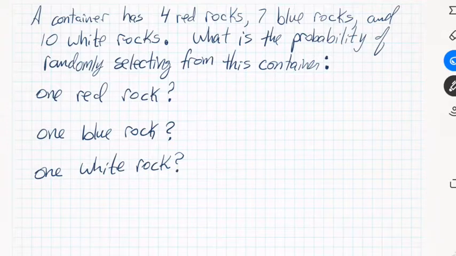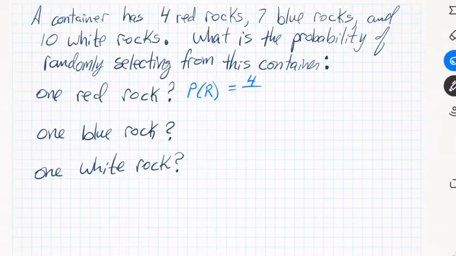Okay, let's continue our discussion of probabilities, and we're going to expand upon it using this simple example. So here I have a container that has 4 red rocks, 7 blue rocks, and 10 white rocks. What is the probability of randomly selecting from this container 1 red rock? So to find the probability of 1 red rock, you're going to reach into this container, you're not really looking at what you're grabbing, and you pull it out and you go, oh, look, it's red. Well, the number of events there is still 4 rocks that are red out of all of the rocks.